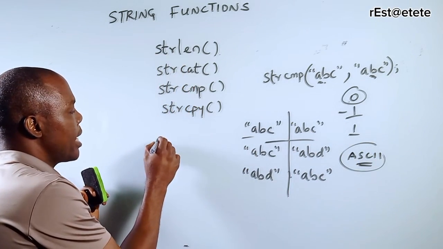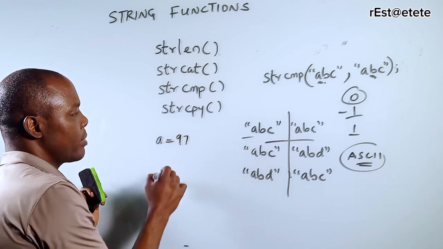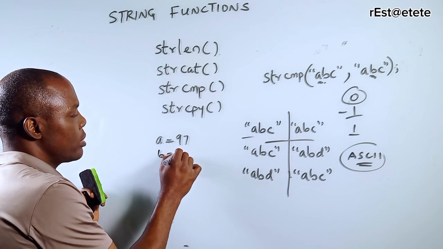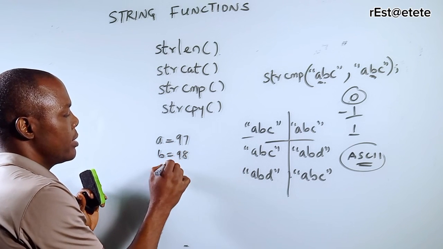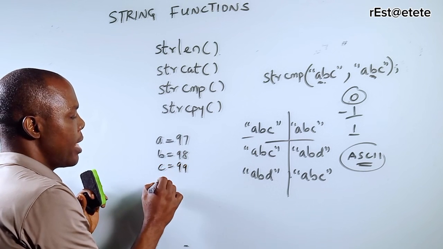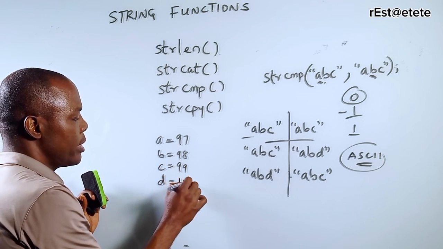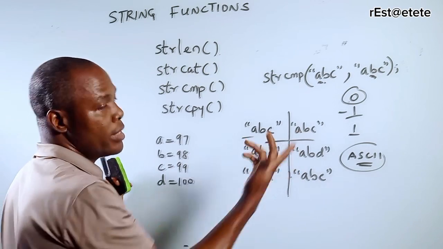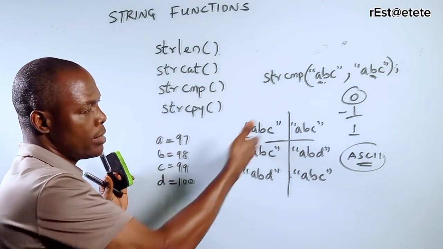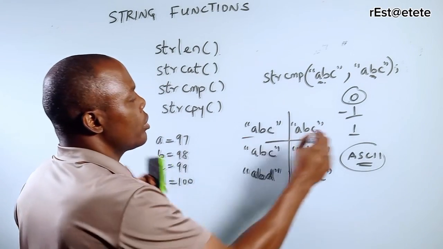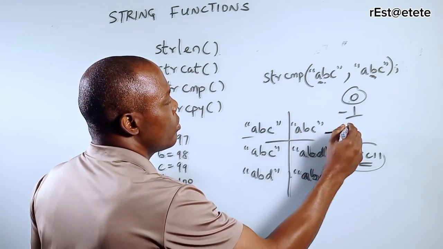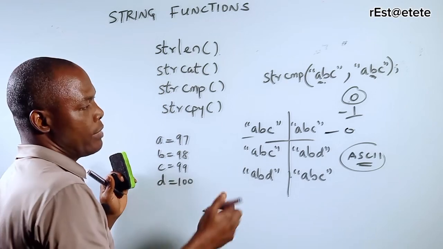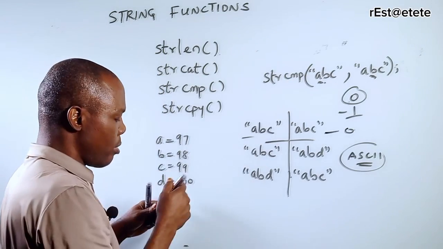For A, the ASCII value is what? 97. B equals to what? 98. C equals to what? 99. And D equals to what? 100. So if you check this one, ABC, ABC, they are the same. There's no point checking this. They are the same. So this one will return 0 if I'm to print it out using this string compare.